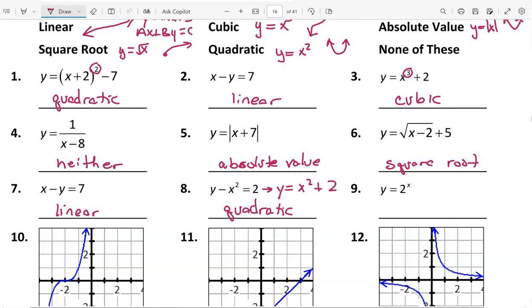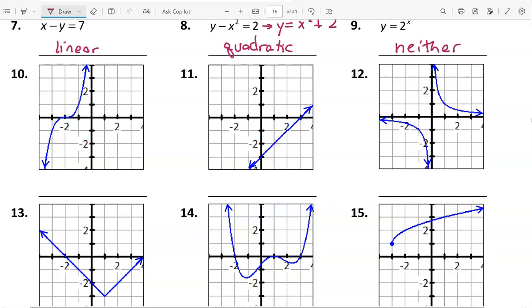And number 9, although it looks similar to a quadratic, the x is now in the exponent and the 2 is the base of the exponential expression, so that's a neither. That's actually called an exponential function. We'll study those later in the year.